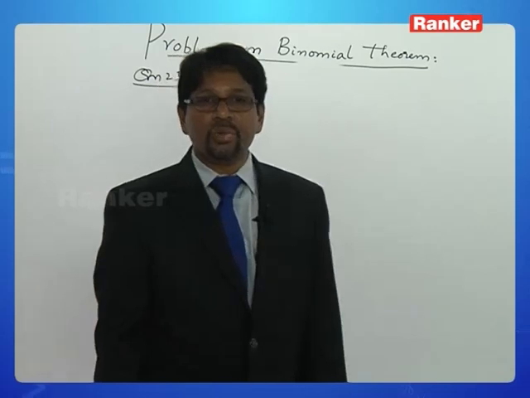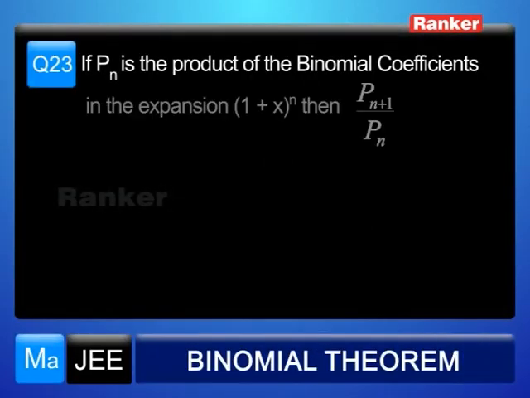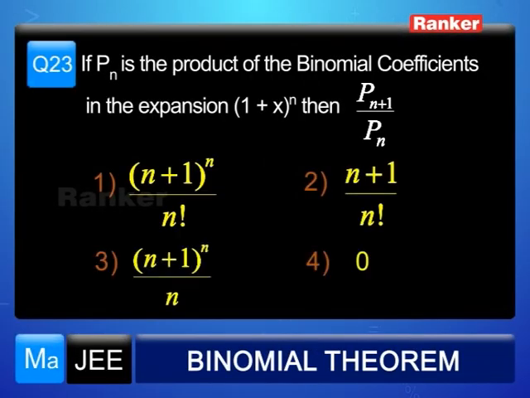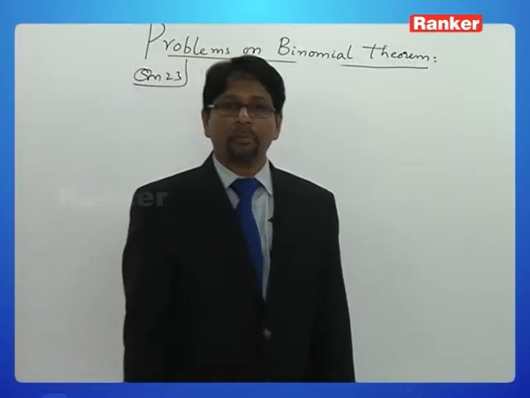Okay, let's move to the next question here. If Pn is the product of binomial coefficients in the expansion of (1 plus x) power n, then P(n+1) by Pn is equal to: first option, (n+1) raised to the power n by n factorial; second option, (n+1) by n factorial; third option, (n+1) raised to the power n by n; fourth option, 0.